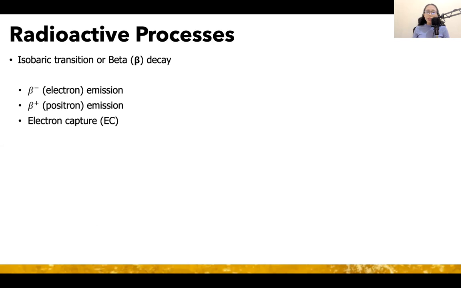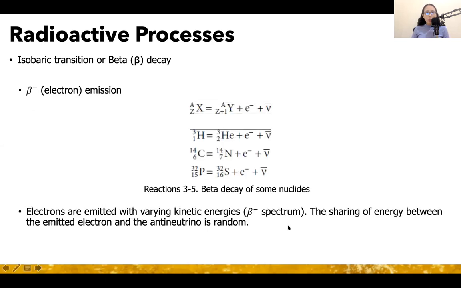So we have three types of isobaric transition. We have the beta decay or the electron emission. We have positron emission and the electron capture. So let's go through these one by one. Let's go to beta decay or beta emission.